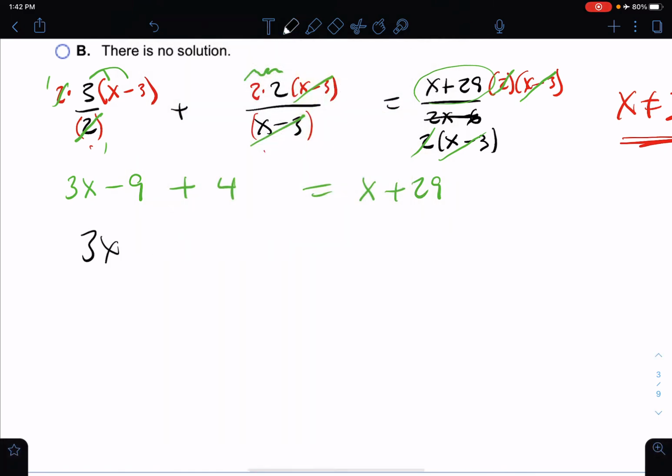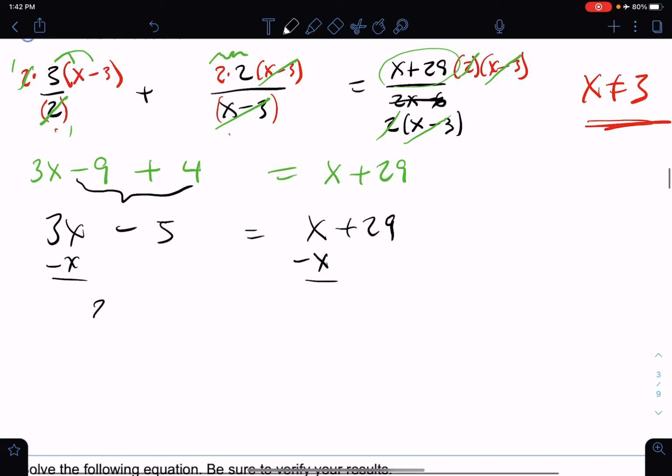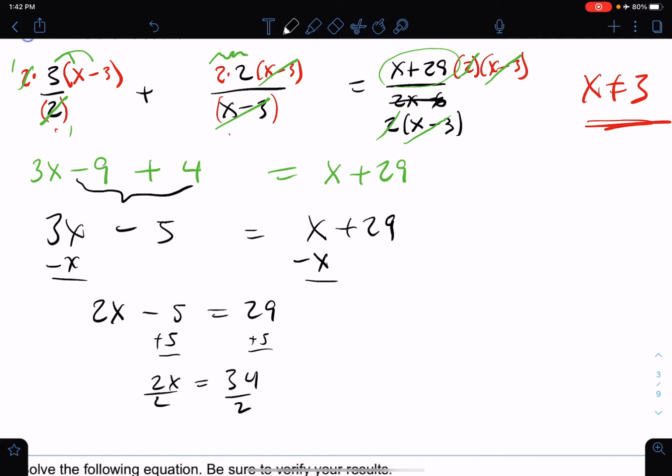We have a 3x, and a negative 9 plus 4 is going to be minus 5. We have x plus 29. This is linear, so we're just going to go ahead and get all our x's on the same side, right? Which just gives us 2x minus 5 equals 29. You add 5 on both sides, and we get 2x equals, what's that, 34. Divide by 2, and x equals 17.